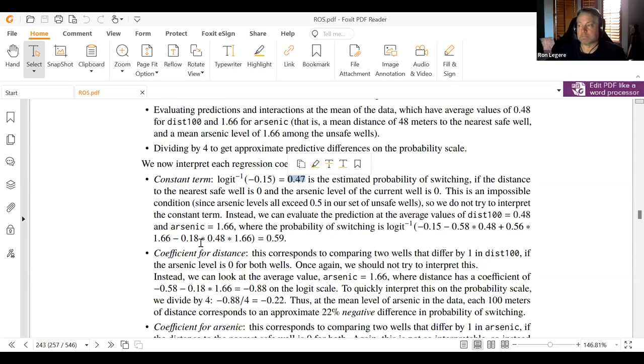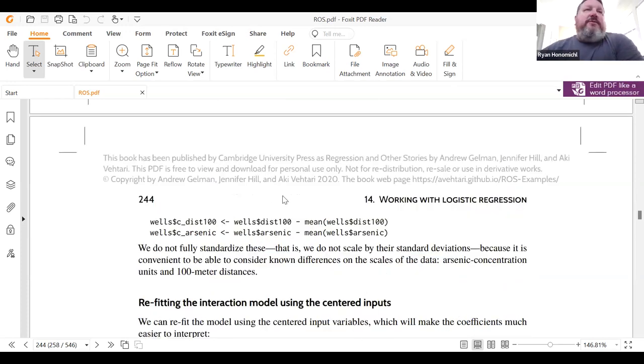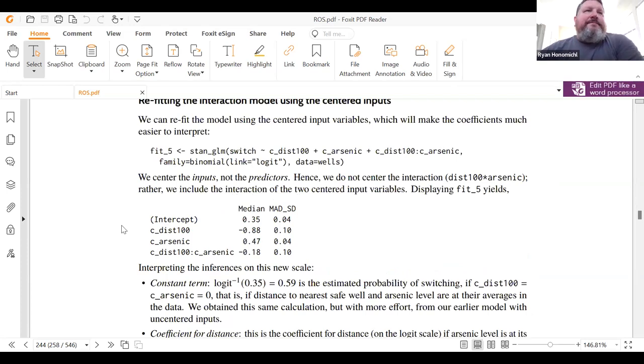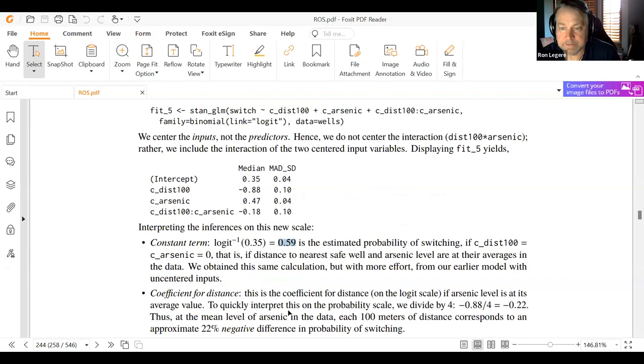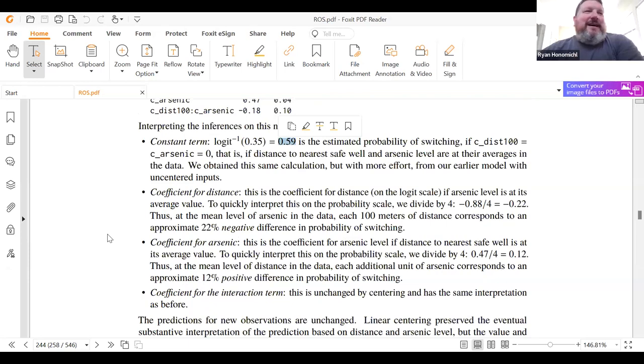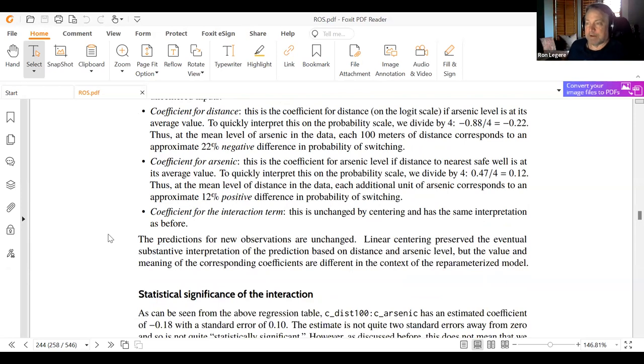So anyway, the whole idea of centering is just subtracting the mean. We have these things centered now. Now everything's easier because we centered them. You don't have to do all the math. Everything is easier indeed. So, less mucking around.